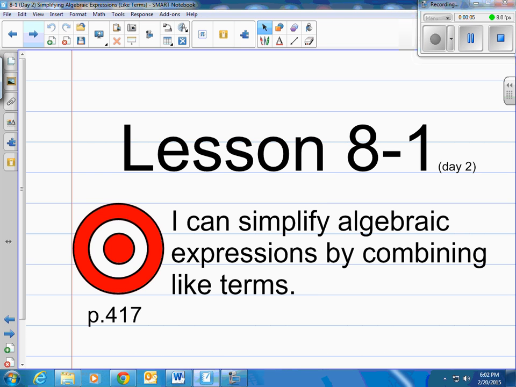This is lesson 8-1 in our books on page 417. It's the second day we're talking about lesson 8-1. And our target today is: I can simplify algebraic expressions by combining like terms. Yesterday was the distributive property.